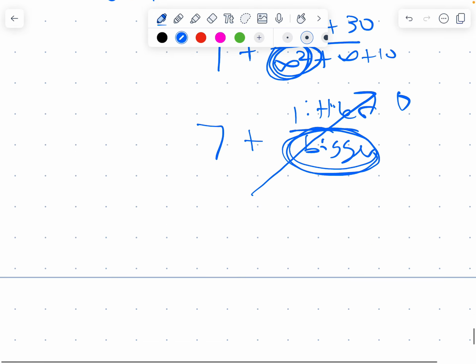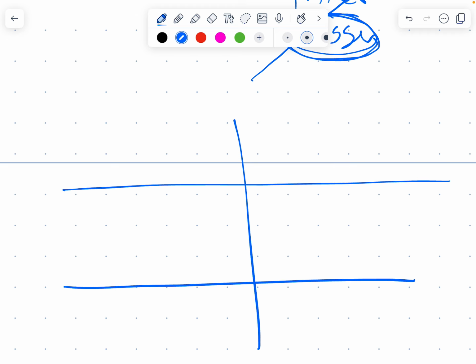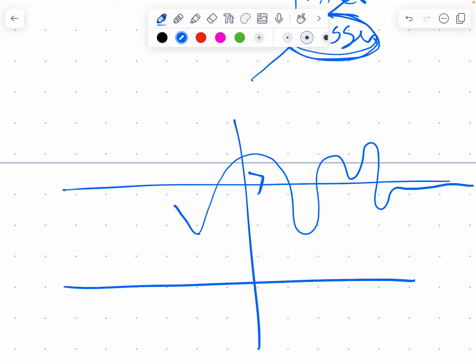And so your graph is going to be like this. If this is 7 right here, your graph might do all kinds of things, but eventually it's going to find that 7 and it's going to get closer and closer. It's going to make an asymptote. That 7 is an asymptote. So its end behavior, it'll approach 7.